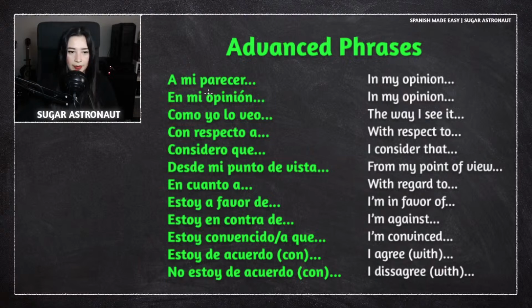Mainly because we have parecer, which is an interesting verb in Spanish. This one is advanced, but it's not that difficult, en mi opinión. Como yo lo veo, that one is very good, the way I see it. Same with con respecto a, with respect to. Considero que, considerar means to consider. Considero, I consider. So yes, they're more advanced for sure. And those are all the phrases that I have, guys.